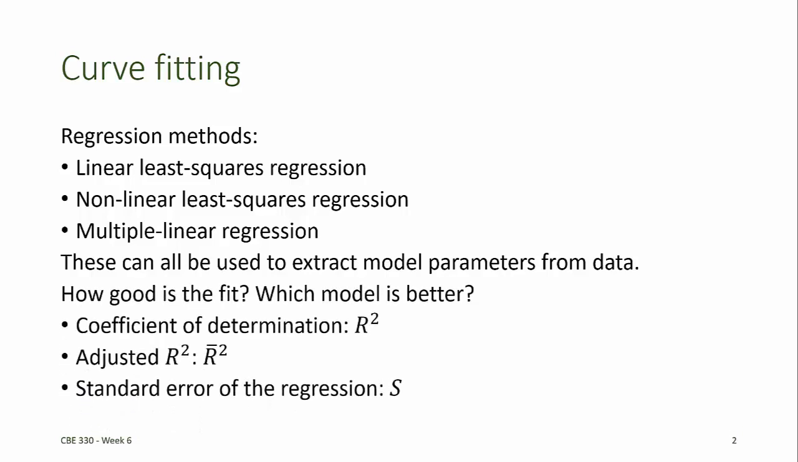We'll also talk about measures of the goodness of fit. These can be used to discriminate between models, to answer the question which model is a better representation of the data. We'll introduce the coefficient of determination, which is called r squared, the adjusted r squared, or r bar squared, and the standard error of regression as three different measures of the goodness of fit. And we'll talk about when to use each of these.